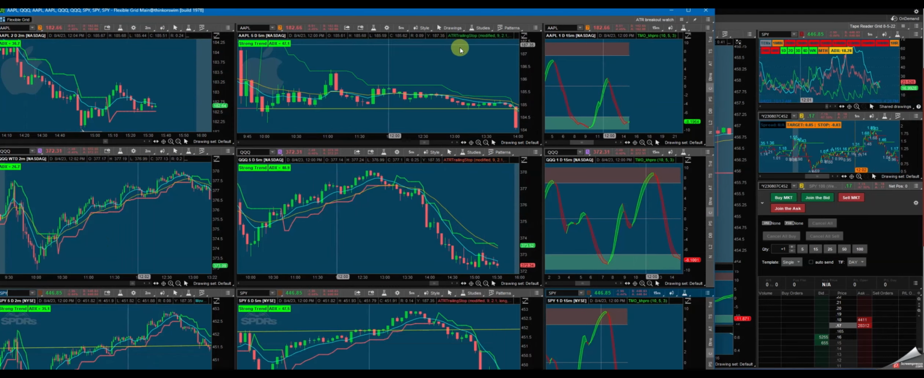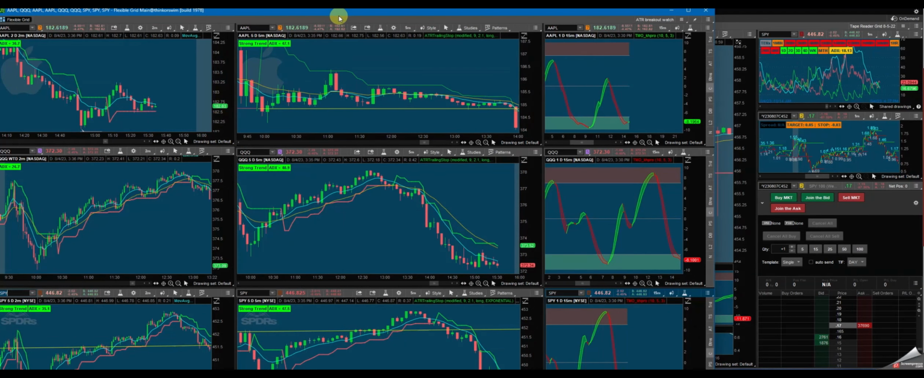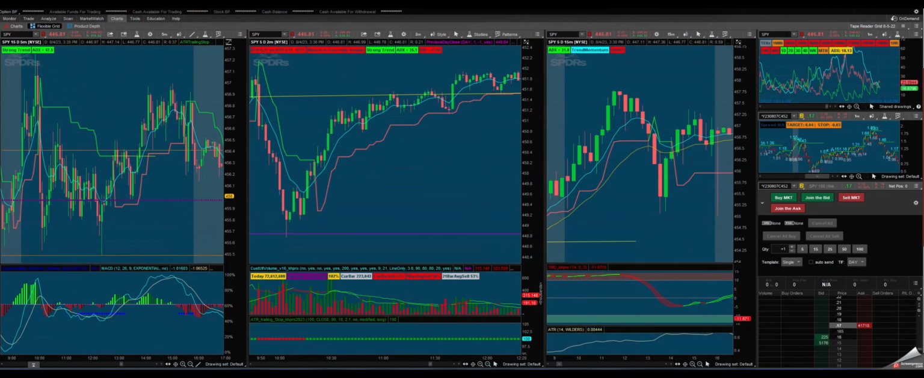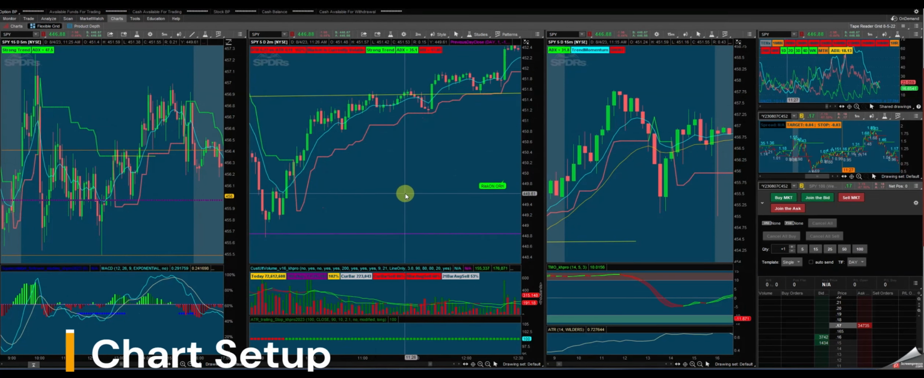Like this first row is Apple, so Apple 2515, the Q's 2515, and SPY 2515. I mean, these change all the time. I'll throw in Tesla, Amazon. I try and stick to the S&P 100 or even the indexes themselves. But this is actually the chart that I have up now. This is what I trade off of.